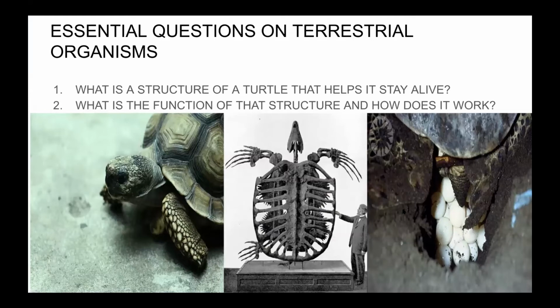Okay, let's keep these essential questions on terrestrial organisms in our mind as we go through the program. Number one, what's the structure of a turtle that helps it stay alive? We're going to look at several. And number two, what is the function of that structure and how does it work? So on the left, we have a sulcata tortoise, and look at the scales on his leg and the shell, the turtle shell. In the middle, we have an extinct turtle, but what you're looking at is the turtle's skeleton.